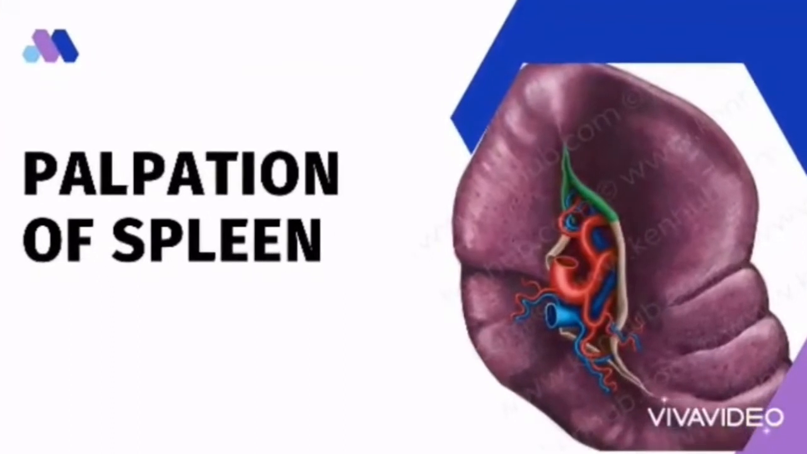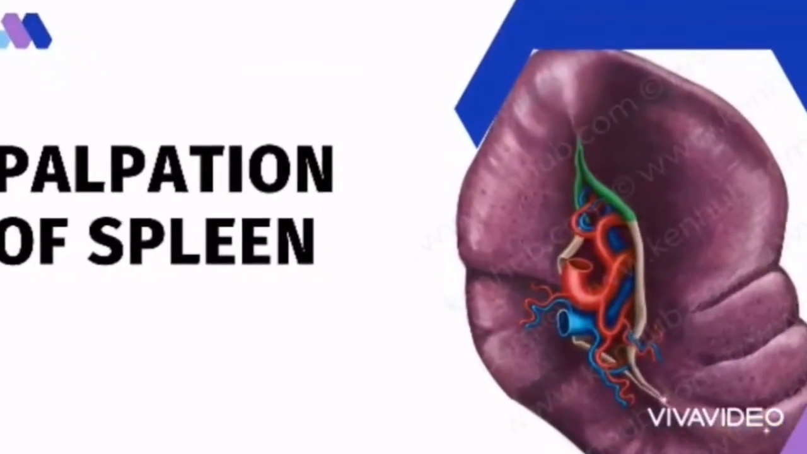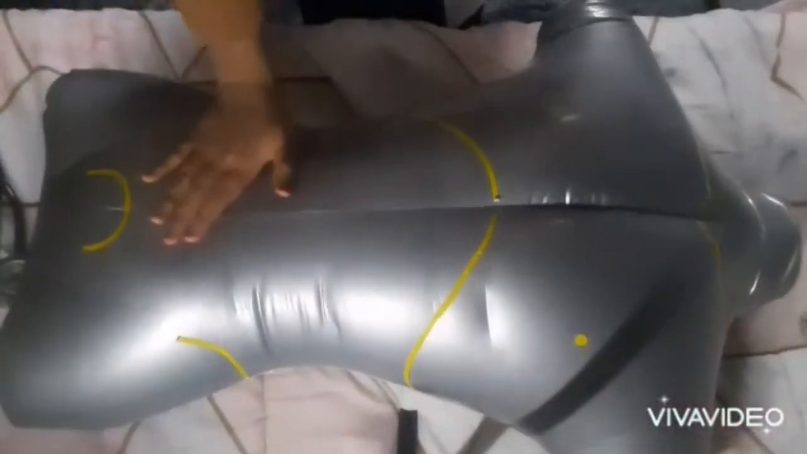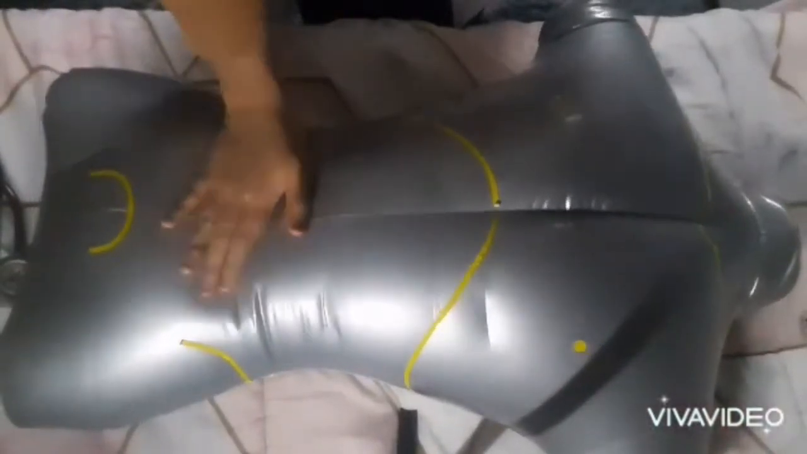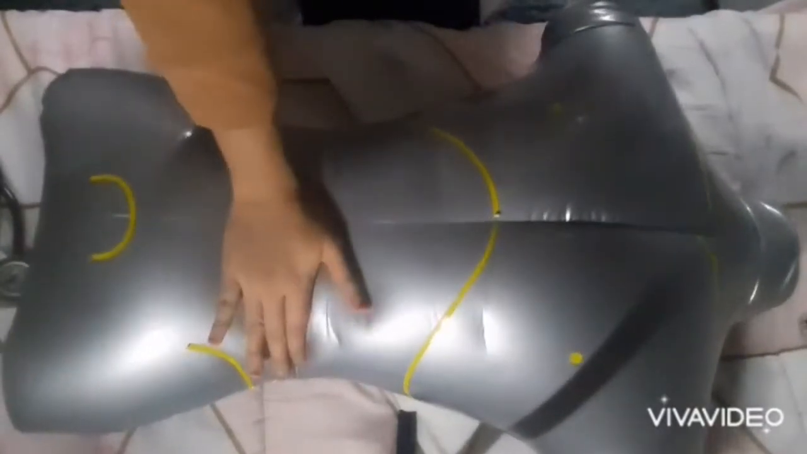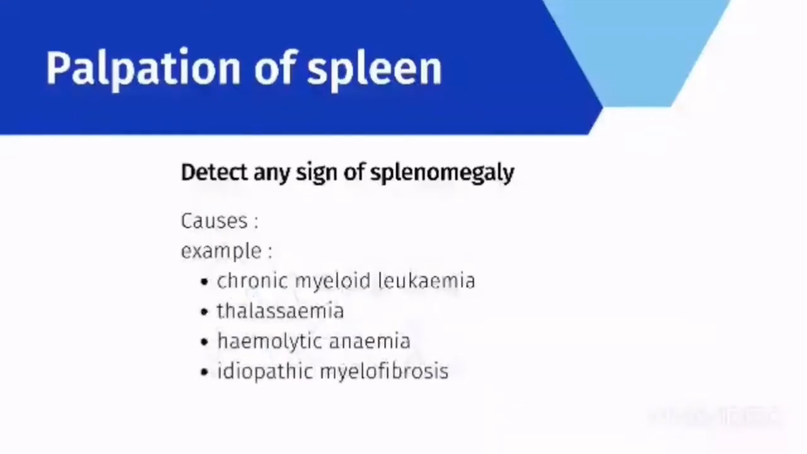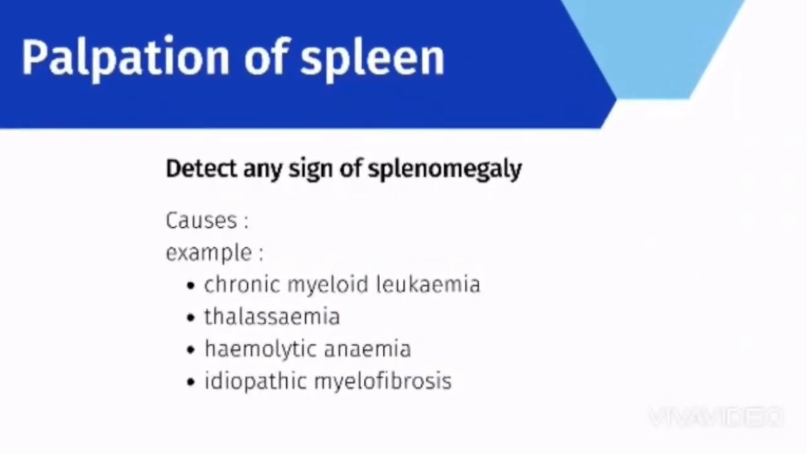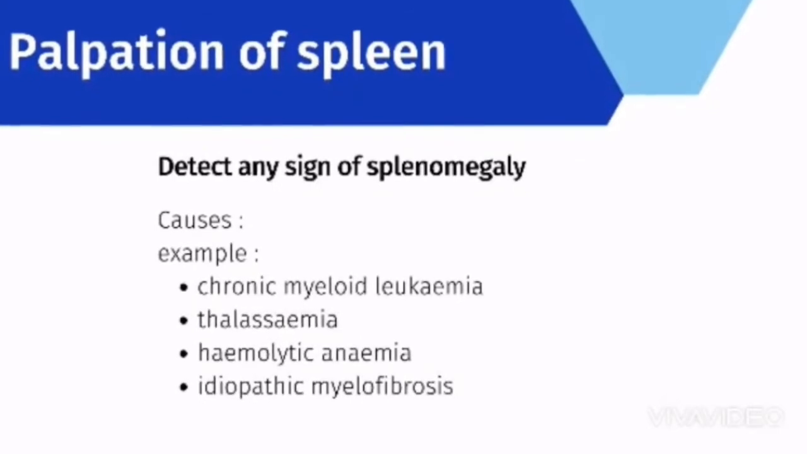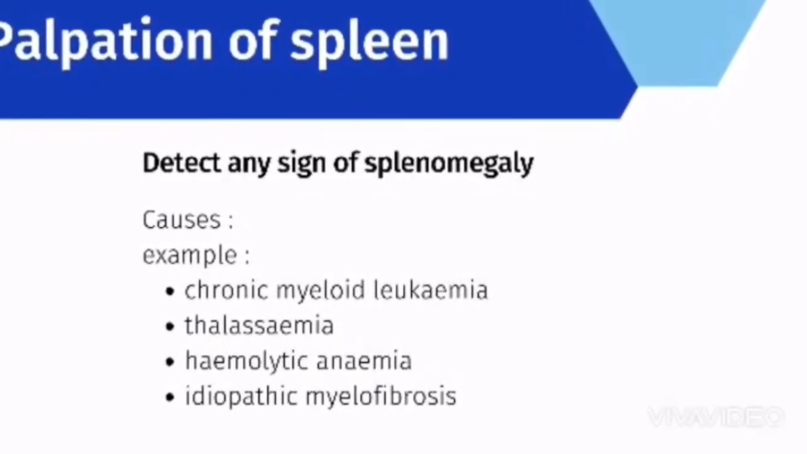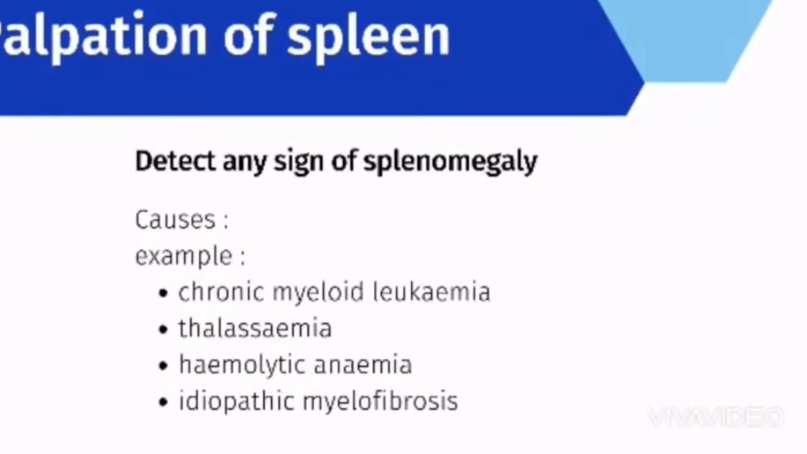Next, we will proceed with the palpation of the spleen. For this examination, it will involve a few steps. The palpation will begin in the area of the right iliac fossa and move upward, gradually sliding your hand with every inspiratory effort to the left hypochondrium. The purpose of palpation of the spleen is to detect any enlargement of the spleen, which is splenomegaly. There are a few causes of splenomegaly, for example, chronic myeloid leukemia, thalassemia, hemolytic anemia, and idiopathic myelofibrosis.